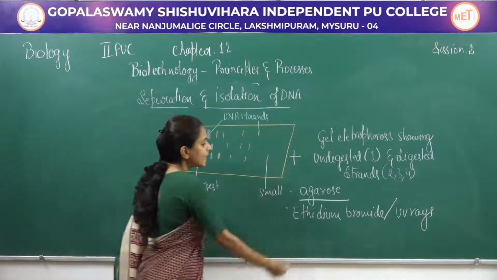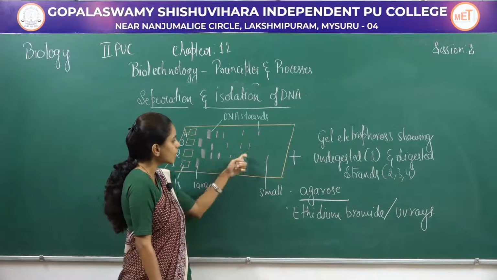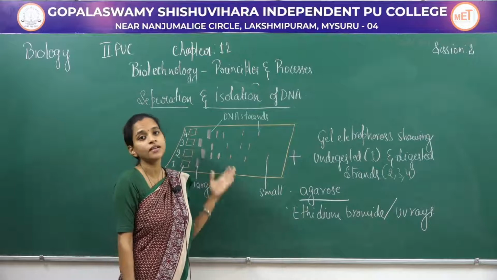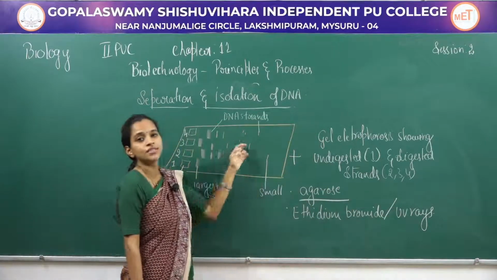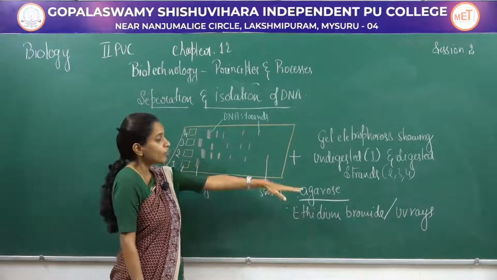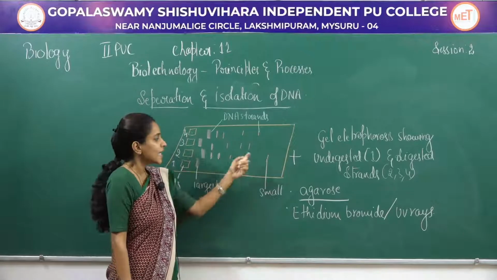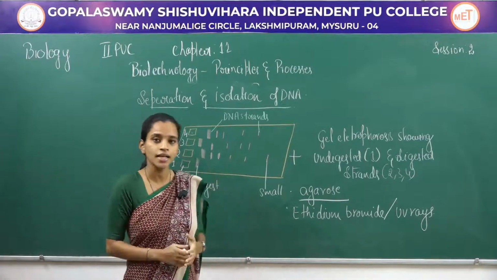That is why ethidium bromide is added into the gel electrophoresis, where you can see these strands, but they are not observed under visible light. You have to use UV rays to observe these DNA strands. When UV rays are focused on this gel electrophoresis, the stained DNA strands appear orange in color.